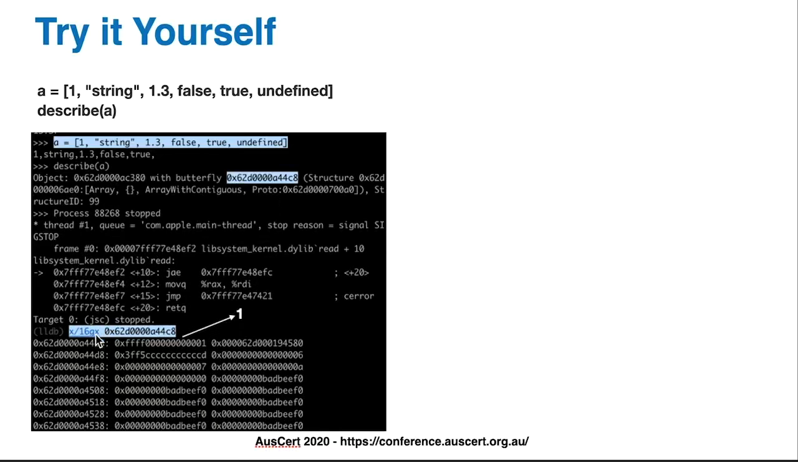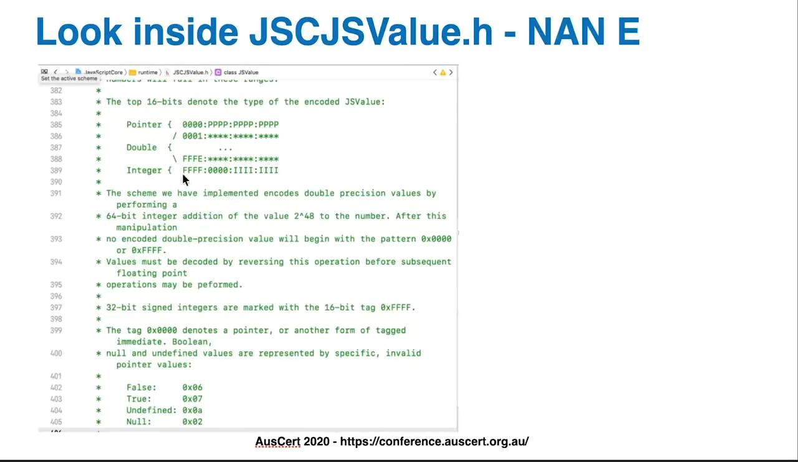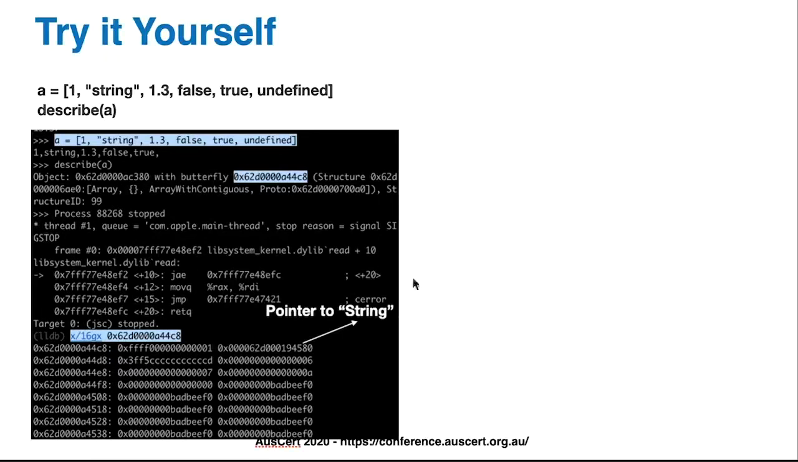But what we're doing here is that we're examining the memory starting from the object. And now the first value is actually all f's in the beginning, which means it's an integer, and the value is 1. Okay. And similarly, by following the description provided here, you can find out that this is a pointer to the string, because as we discussed, if there's a string, then it will be stored as a pointer, and the pointer usually has the first 4 bits set to 0, right? So this is actually a pointer to the string.